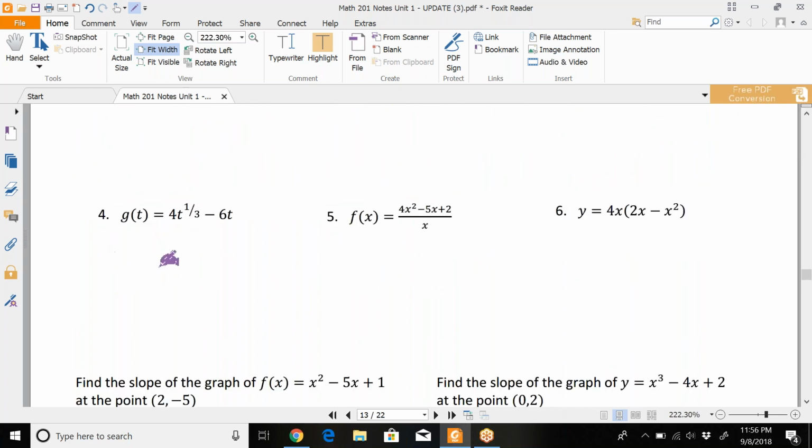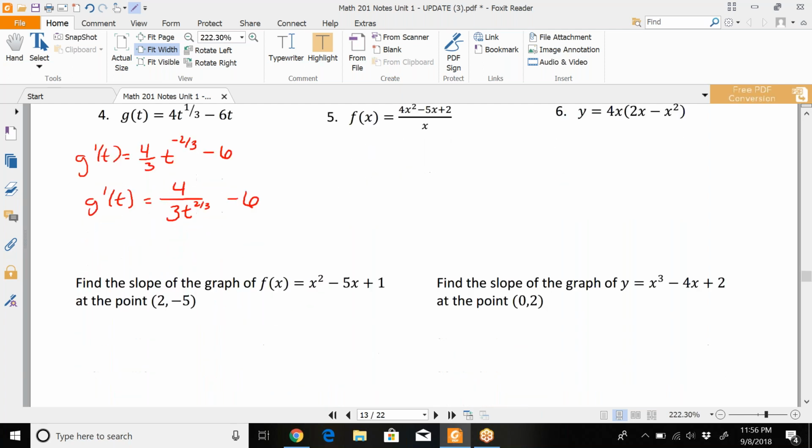Another one I don't believe we did was number 4. So g prime of t. We need to bring the 1/3 to the front and multiply it by the 4. So that would be 4/3. And then that's going to be a negative when we subtract, because we're going to do 3 over 3 subtracted because we're losing 1 power. So that's going to be negative 2/3 and then minus 6. So to write that in a final format, it would be 4 over 3t to the 2/3 minus 6.